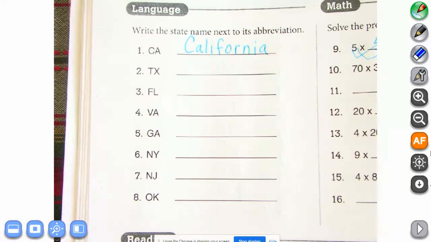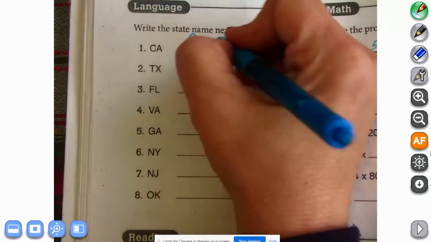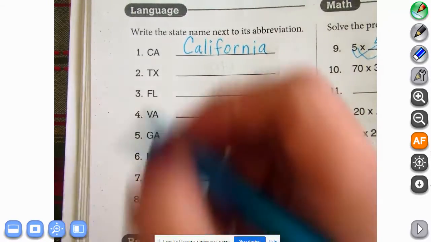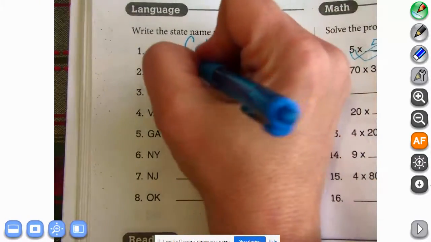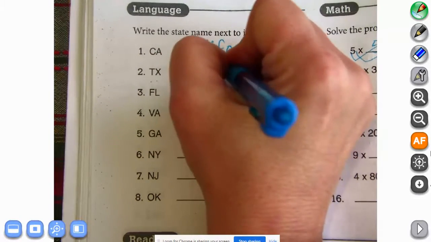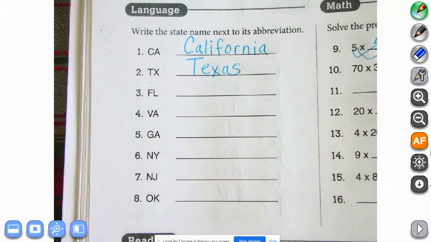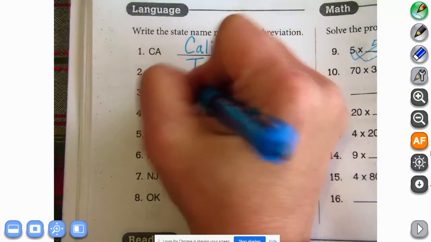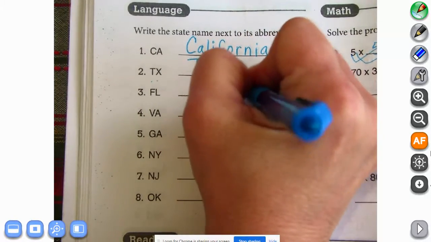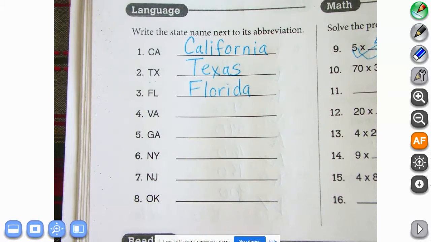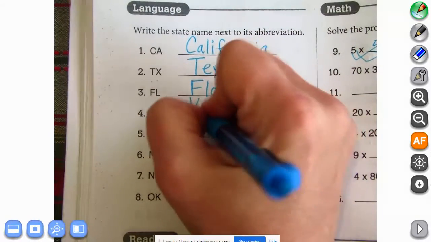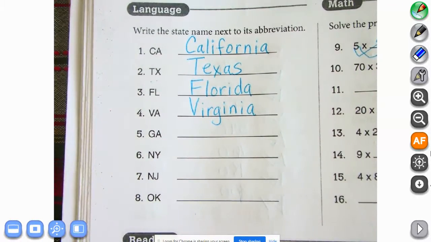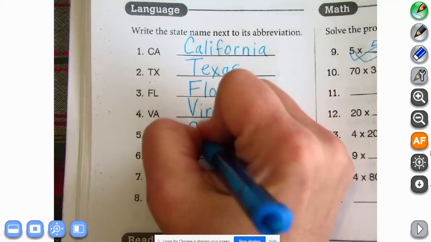Okay. Now, you should have done this yesterday, so I'm just going to go through this kind of quickly. So if you need more help with this, you'll need to pause as we go. TX is for Texas. Okay. Always a capital letter because these are proper nouns. FL is for Florida. VA is for Virginia. GA is for Georgia.